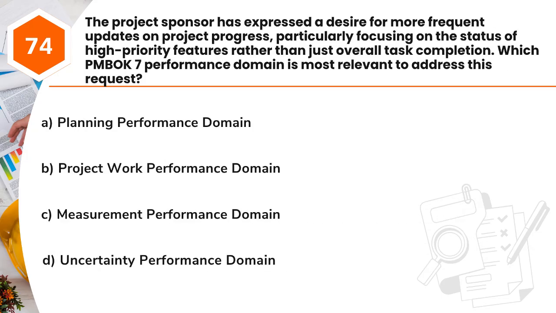Question 74. The project sponsor has expressed a desire for more frequent updates on project progress, particularly focusing on the status of high-priority features rather than just overall task completion. Which PMBOK 7 performance domain is most relevant to address this request? A. Planning performance domain. B. Project work performance domain. C. Measurement performance domain. D. Uncertainty performance domain.